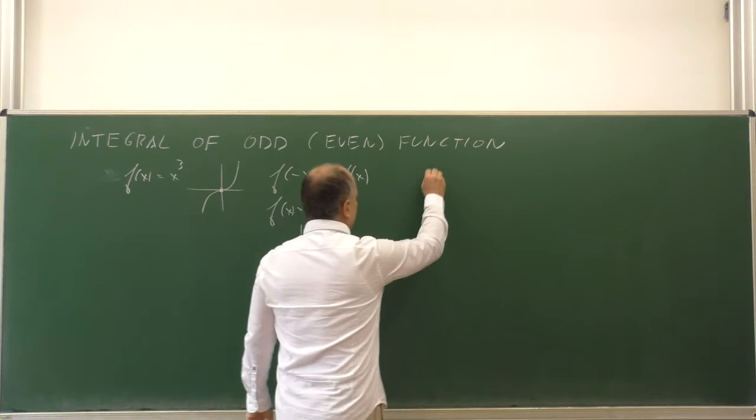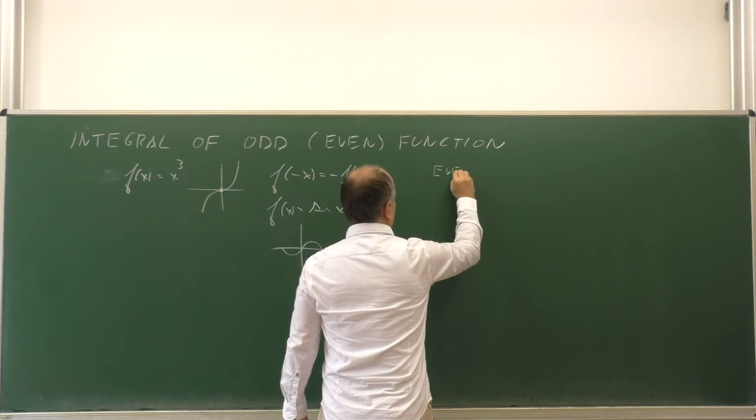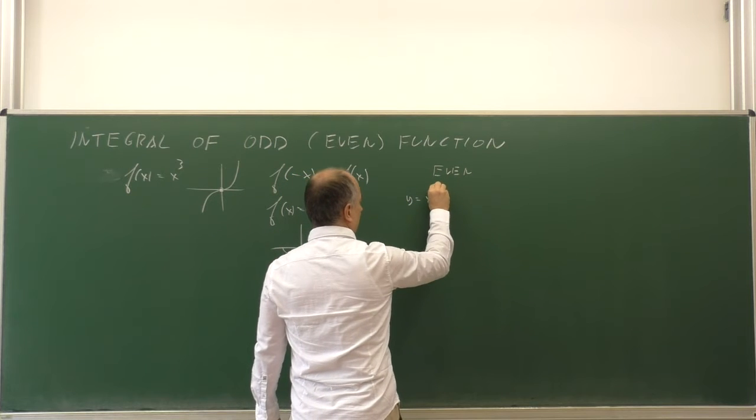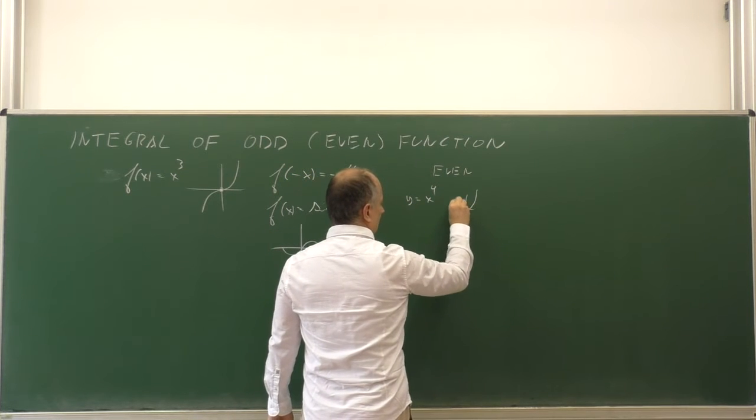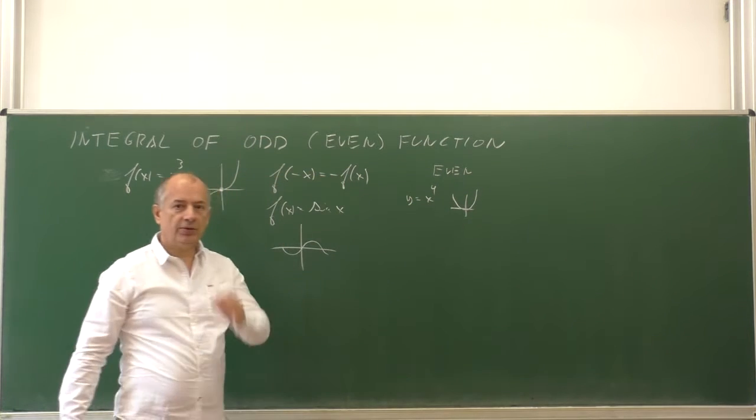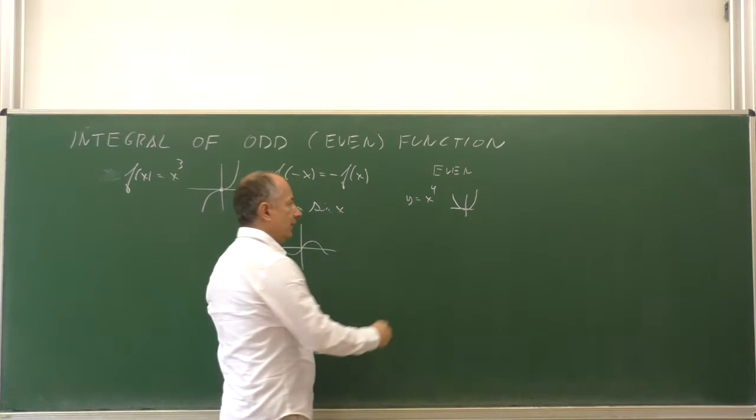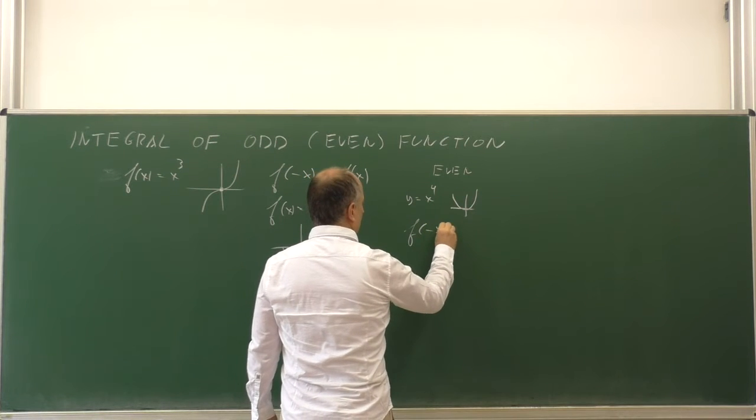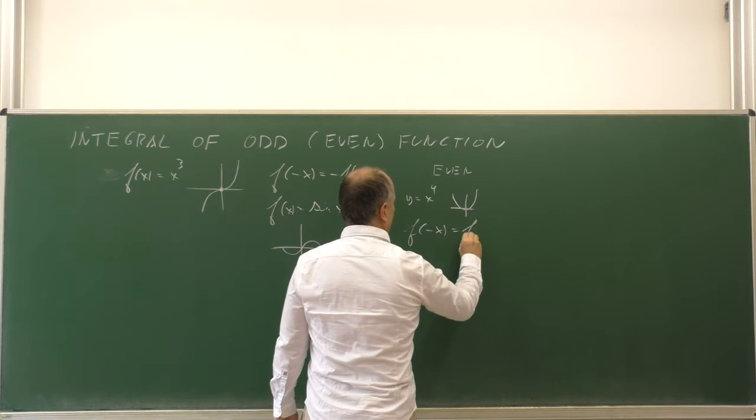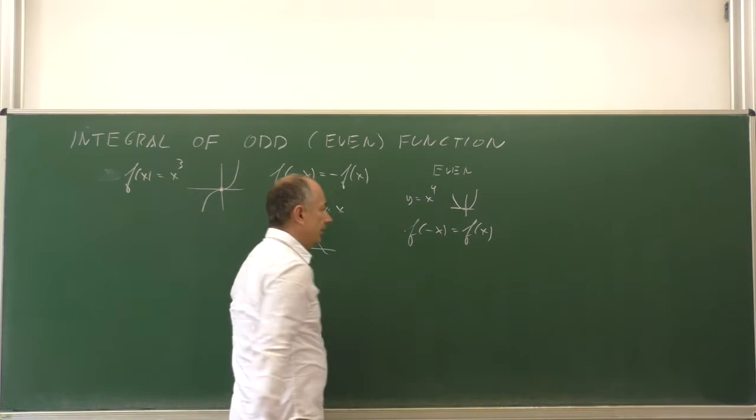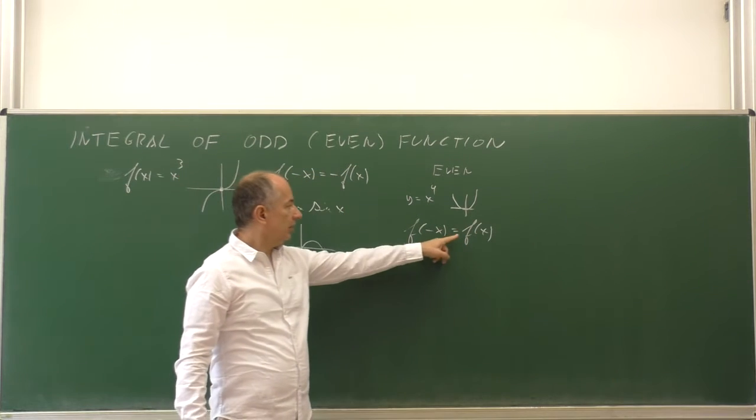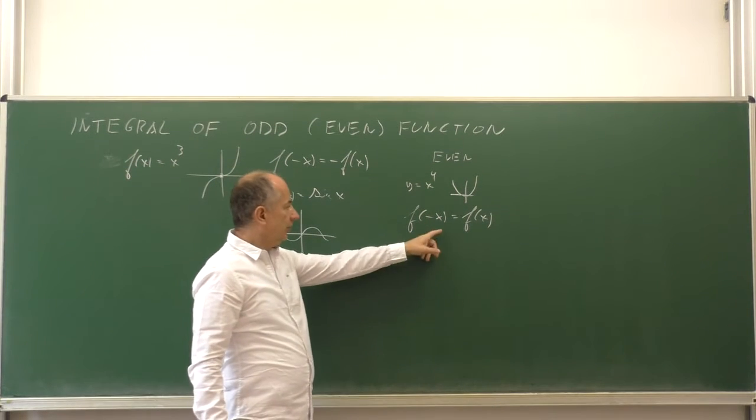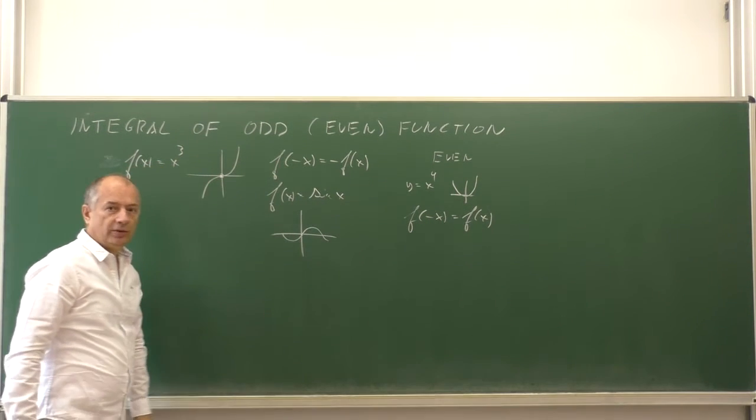And even function, an example of an even function is, say, x to 4. Now the graph is symmetrical with respect to the y-axis, and the definition is that we want f of minus x to be equal to f of x directly. No minus here. So this is the definition of the even function, and this is the definition of the odd function.